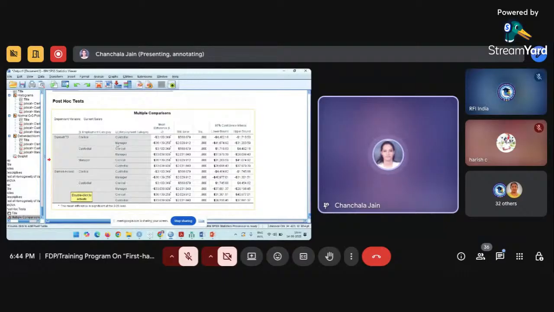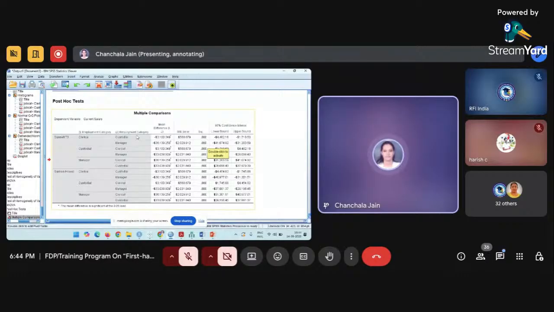When we are comparing the clerical staff salary and custodial staff salary, the significance value is 0.000, which is less than 0.05. Meaning, we can say there is a significant mean difference in the salary of clerical and custodial staff. Similarly, when we talk about clerical and manager, this is less than 0.05. We can say there is a significant difference in the salary of clerical and managerial staff.